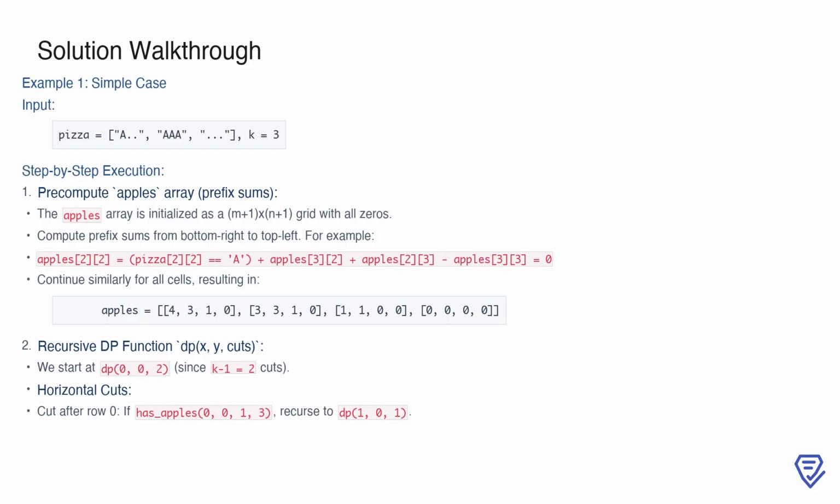Next, we define the recursive dp function dp(x, y, cuts), which calculates the number of ways to make the remaining cuts starting from the top left corner of the pizza. We initialize it with dp(0, 0, 2), representing all 3 cuts minus 1. Horizontal cuts are considered first, such as cutting after row 0, checking if the top portion contains apples, and proceeding with the recursive call dp(1, 0, 1) if it does.